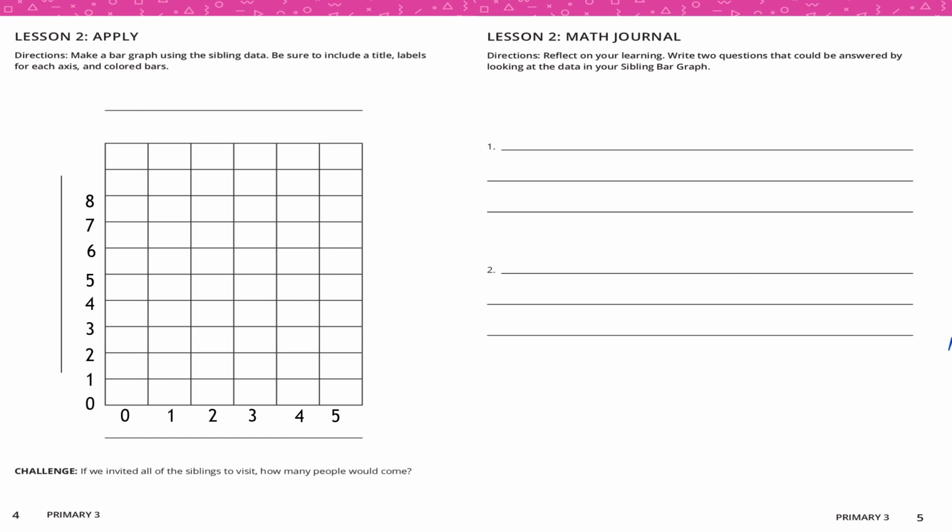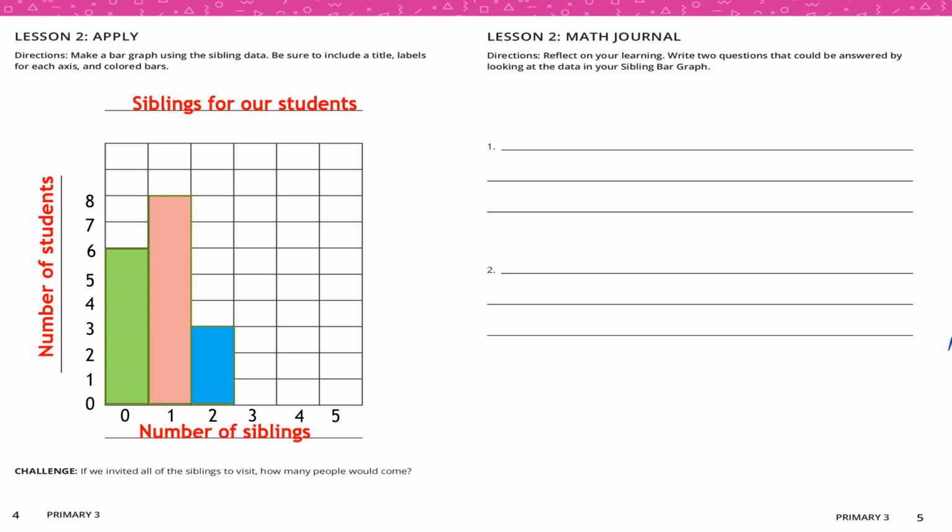Let's apply our sibling data to make our bar graph. First, we will write the title. Our title is about siblings of our students. And let's give a label for the vertical axis, which is number of students. And on the horizontal axis, we have number of siblings: 0 siblings, 1 sibling, 2 siblings, and so on. Let's apply our data. Yes, okay.